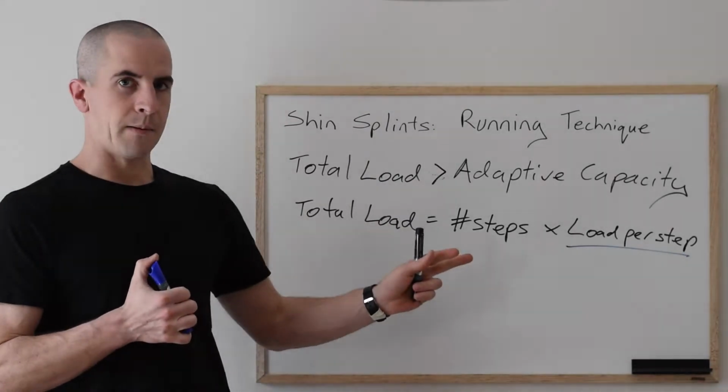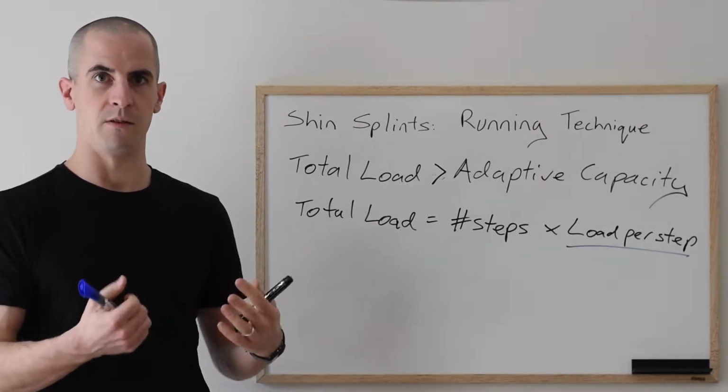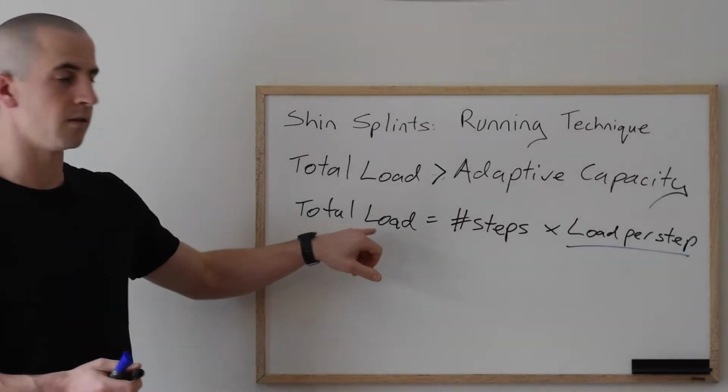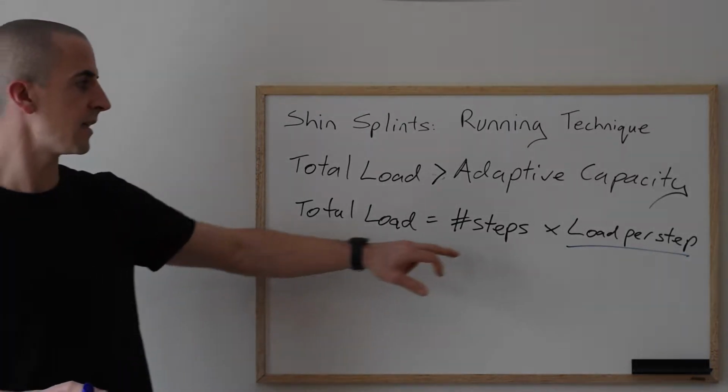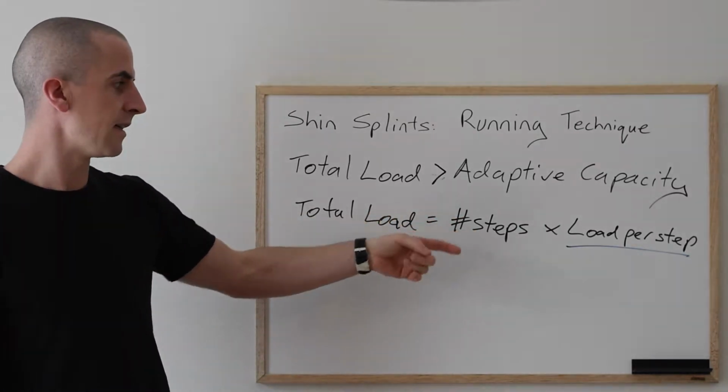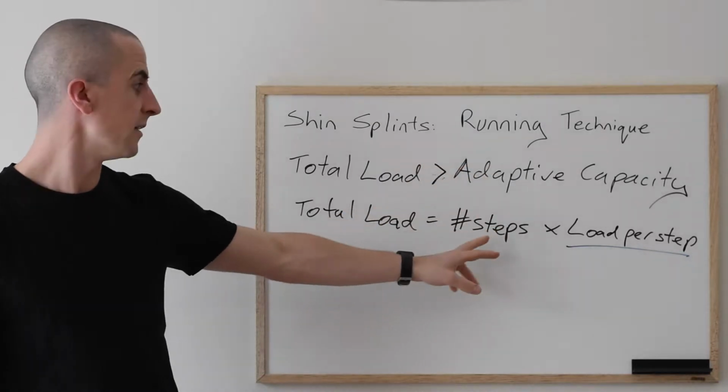The load per step, if you put a high amount of load on your tibia with every footfall, then obviously your total load is going to be higher. Does that make sense? So if you take a given number of steps, say you do 20k one week, that takes a certain number of steps.